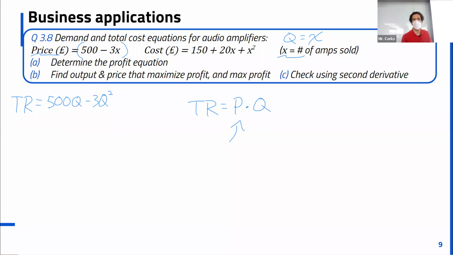Second step, costs they've given us, I'll just rewrite in our style just for familiarity. We have Q squared, and just change the order to match the exponents. Q squared plus 20Q plus 150. All right, then we can make a profit equation. Profit is our revenue minus our cost. So if we put those together, what is our profit equation?